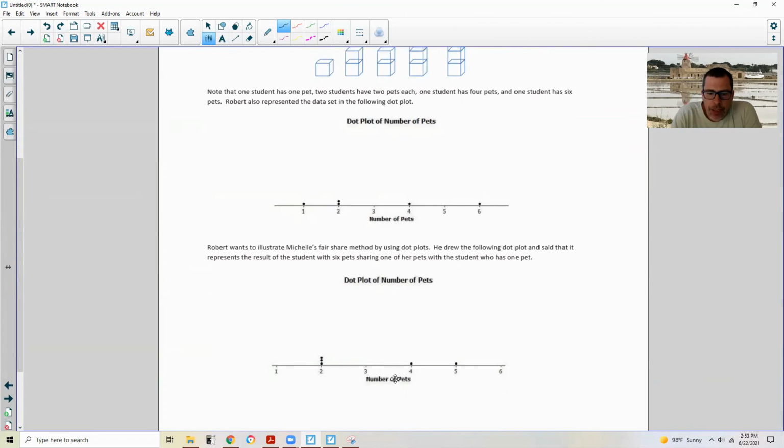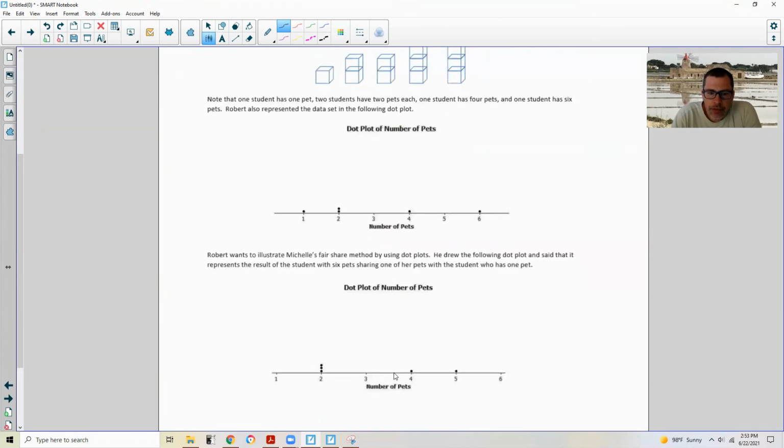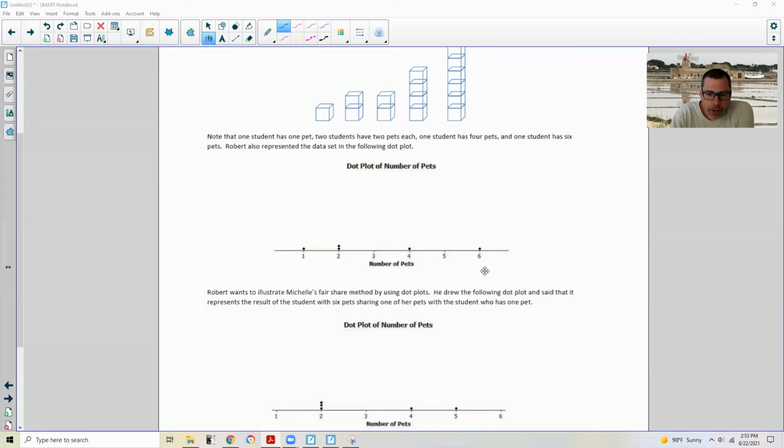Okay, so here's the dot plot with number of pets. Okay, what happened here? This dot that's at 6 moved over to 5. So that means they took 1 pet from the person who had 6 and now they only have 5. So nobody has 6 pets anymore. And 1 pet that was taken from the one who had 6 was given to the person who only had one pet. So now they have two pets, so their dot moved to 2. Okay, so that moved the 6 down to 5 and the 1 up to 2. Okay, so there's the diagram of that.